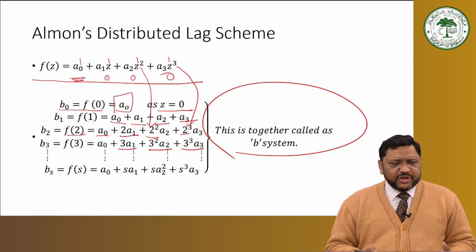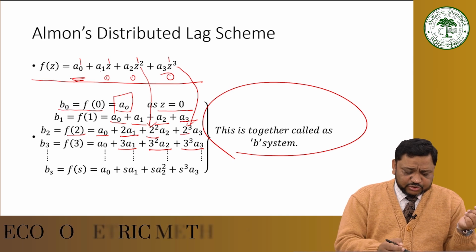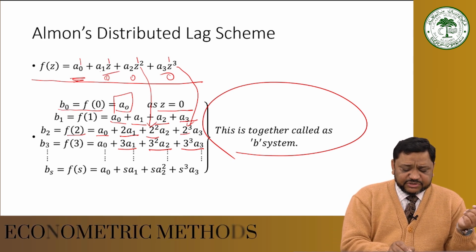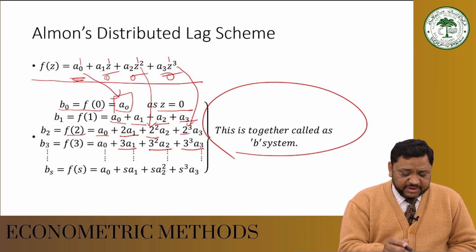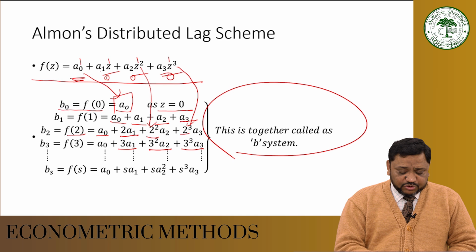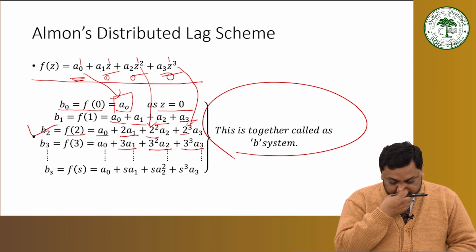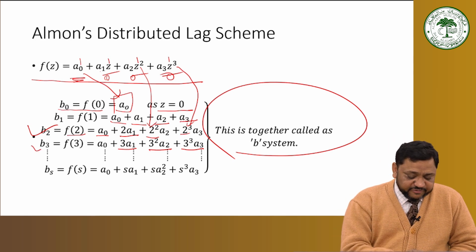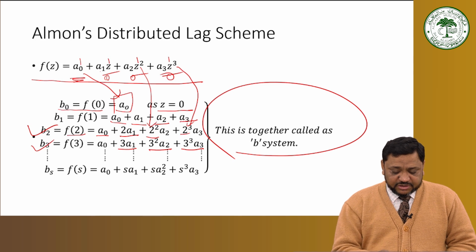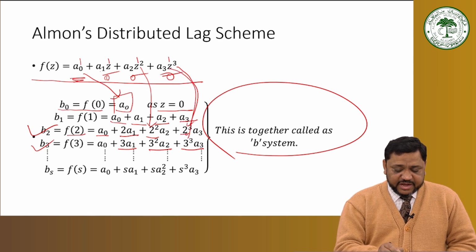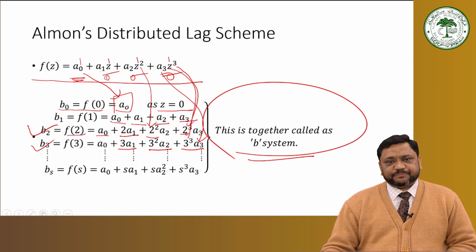We are doing nothing more than this. We have assumed r to be 3, so we have terms 1, 2 and 3. When z is 0, everything becomes 0, so the last 3 terms disappear and only a0 is left. Next, in place of z you just write 1. For this one, in place of z you just write 2. In beta 3, in place of z you just write 3, and a3 comes as it is. So this is called the beta system.